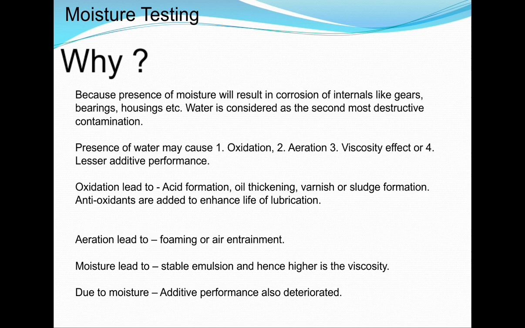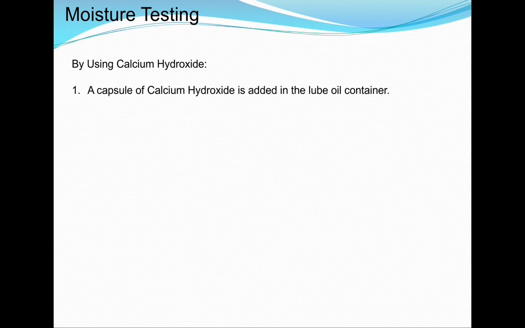So basically we have discussed here why moisture testing is important. Now we see how to check the moisture. There are different methods. I will discuss them one by one. First is by using calcium hydroxide. In this method, a capsule of calcium hydroxide is added to the container where the lube oil is kept, then seal the container and agitate it thoroughly so that it will mix.